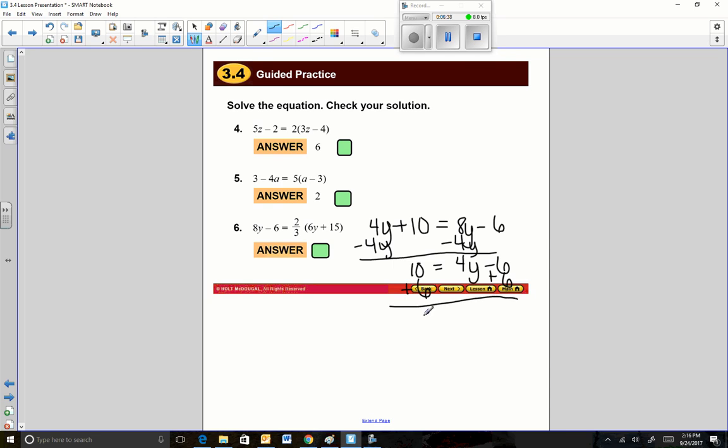Still need to get 4y by itself, so I have to add 6 to both sides. And I will get 16 equals 4y. Still need a single y, so 1y. I have to divide both sides by a 4 to get a 1y. This becomes 1y. And 16 divided by 4 is 4. Therefore, you'll see that your answer had to have been 4.